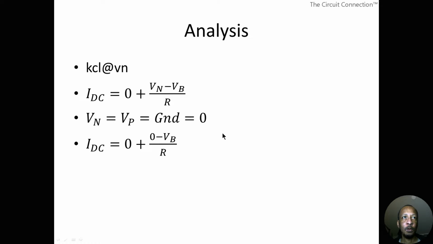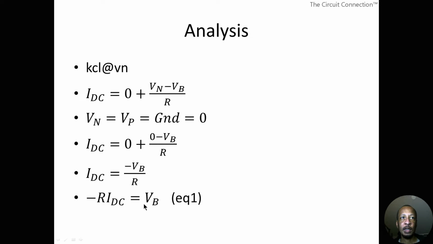So then with zeros placed in there, we end up with IDC equals negative Vb over R. Then we rearrange that so that we isolate Vb, and we have negative R IDC equals Vb. That's going to be equation 1.